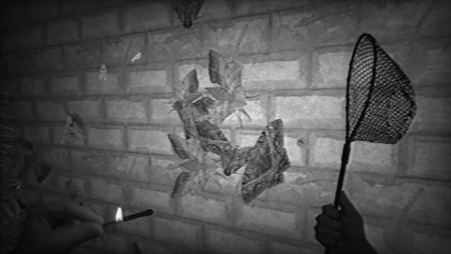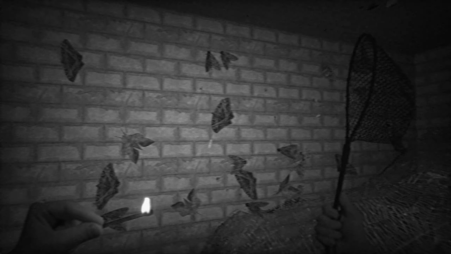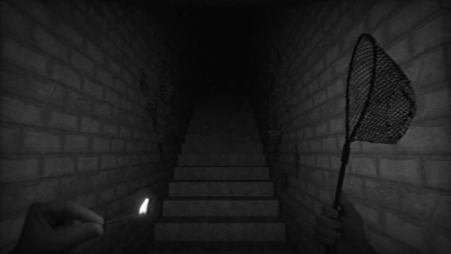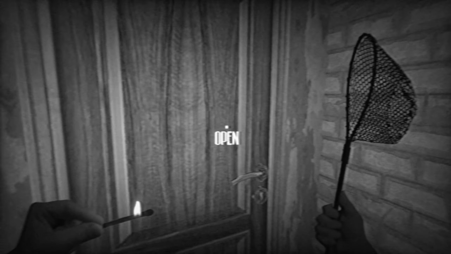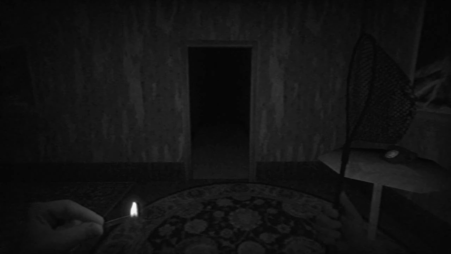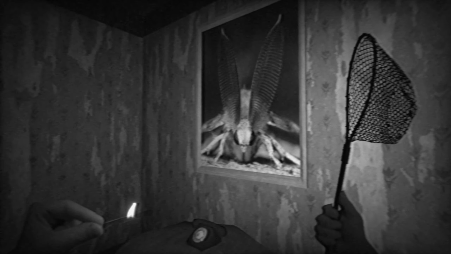Let's see how much I got of them all. I've got around half of the moths, maybe a little more. What about now? Nope. Same. Should be careful not to meet that one moth again.